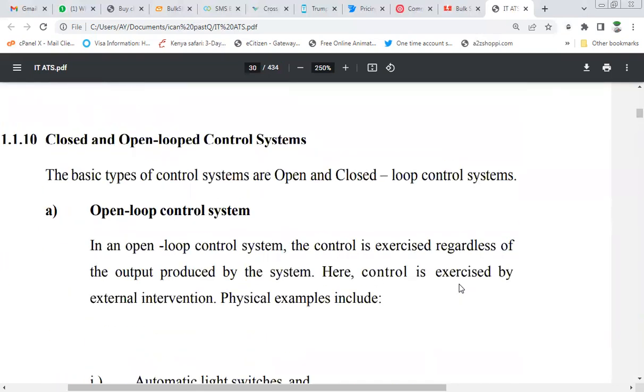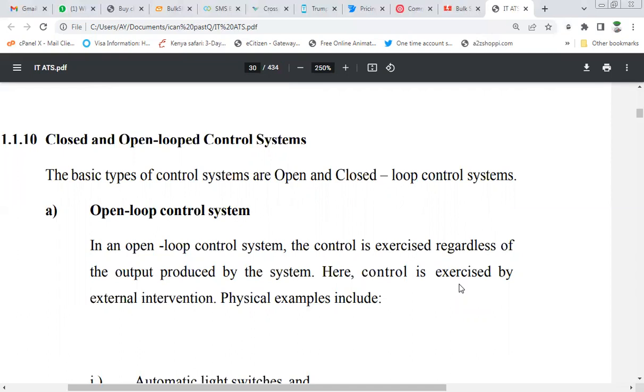Now, closed and open loop control system. We have the closed system and the open system, which we've read about. Now, we have what is called the loop control system, and we have the closed loop control system, and we have the open loop control system. They are quite different from the one we've read earlier on. The basic type of control system are open and closed loop control system.